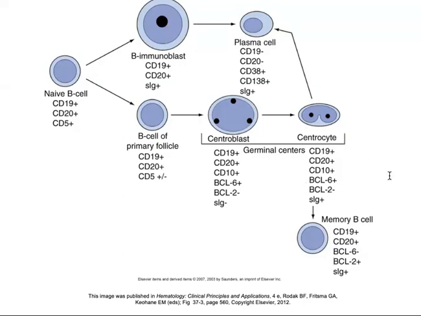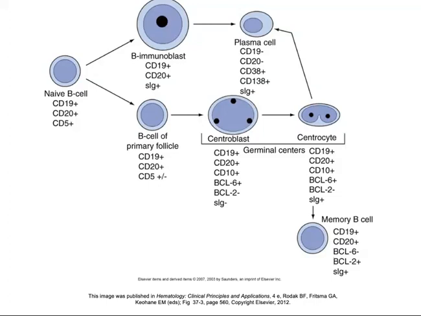Centrocytes. Centrocytes that have low affinity undergo apoptosis, and centrocytes that have high affinity lose their germinal center antigens, right? And then they differentiate into memory cells. So the centrocytes that have high affinity are the ones that will survive, if you want to look at it that way, and then they turn into the memory B cells.